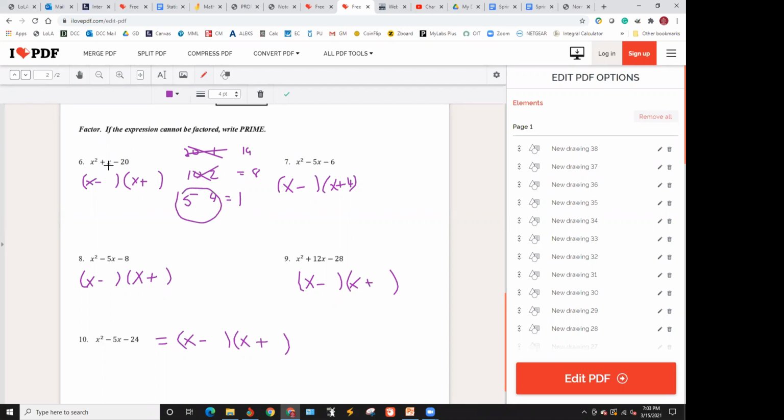Now, because the middle term is positive, that means the larger number goes there. Okay?